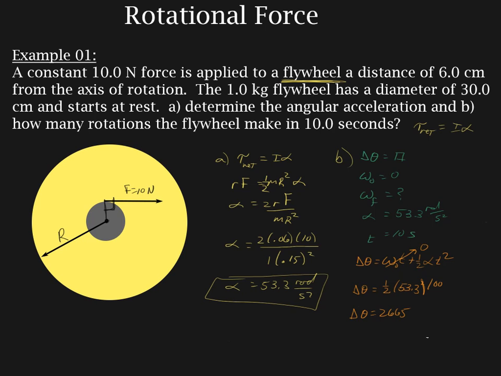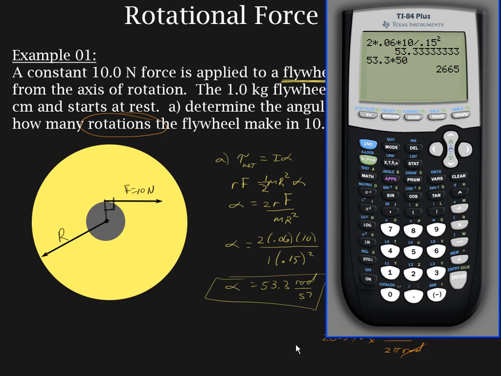Now, what are the units of delta theta as they currently stand? You should have said radians, and the problem is asking for rotations. So we have to convert 2665 radians into rotations, and so we have one rotation is equal to 2 pi radians. So our radians cancel, and so we just have to do 2665 divided by 2 pi.